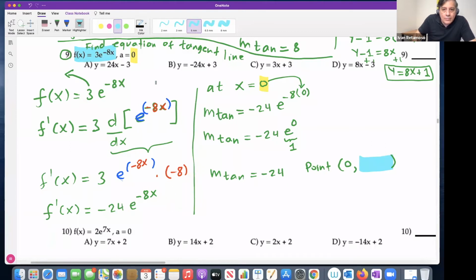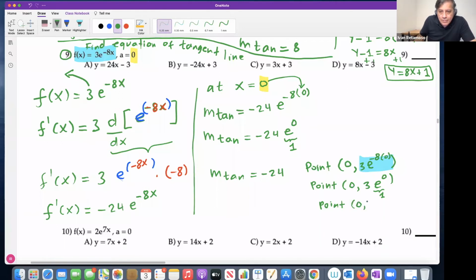I am going to evaluate that function at x equals 0, right? And remember, guys, evaluating exponential functions at x equals 0 is not difficult because of this. Look, minus 8 times 0 is 0. E to the 0 is 1. And 3 times 1, of course, is just 3. So the point is really (0, 3).